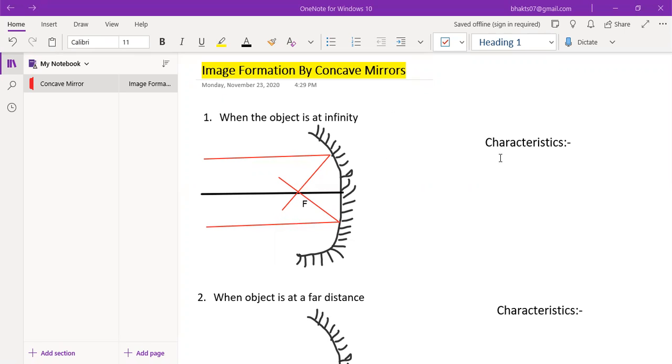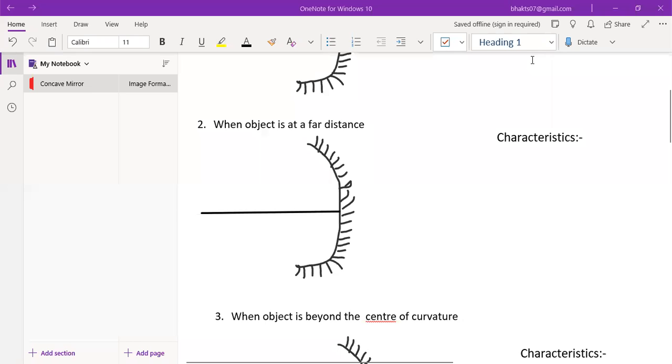So now let us see about the image. When the object is at infinity, the image is at the focus F. Its characteristics are, it is real, inverted, and diminished at a point. Let us move on to the next case.